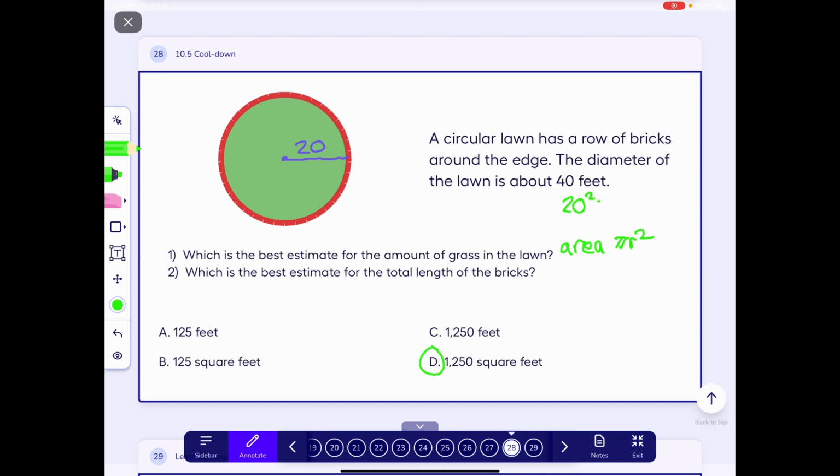20 squared is 400, and the area is 400 pi. So 400 pi is definitely closer to 1250 than 125.